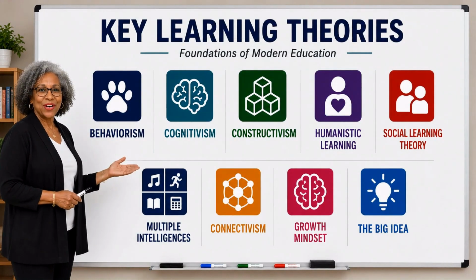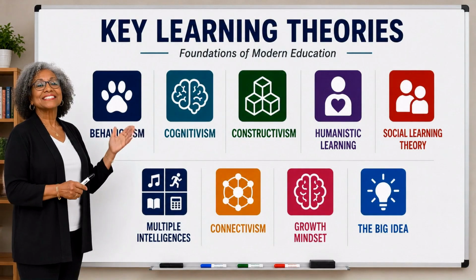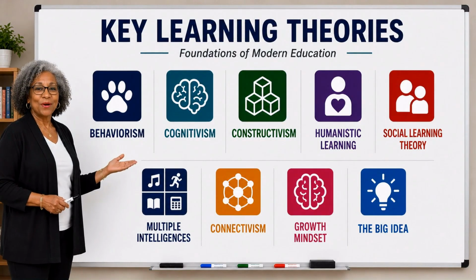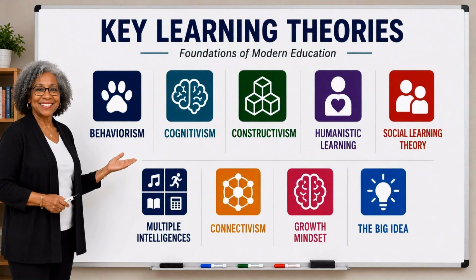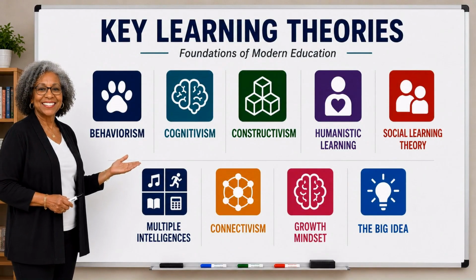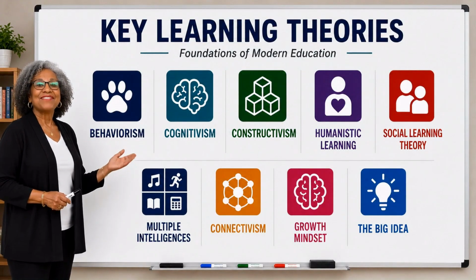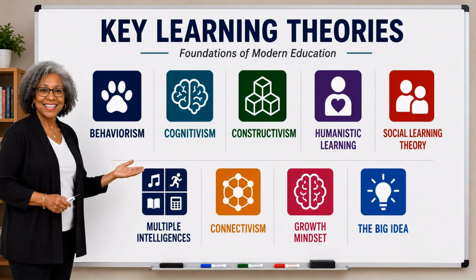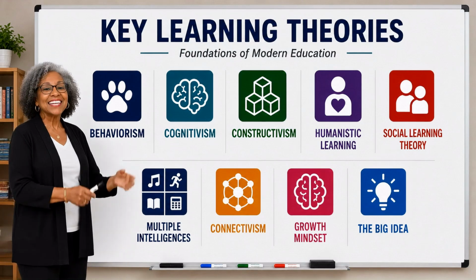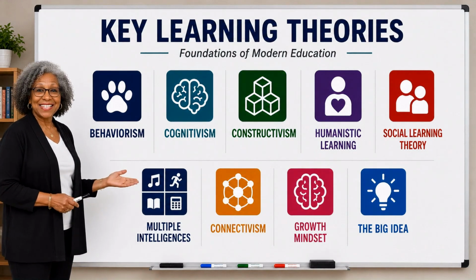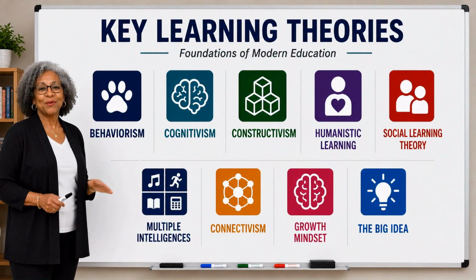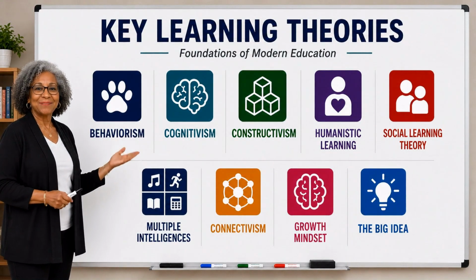Humanistic Learning, 1940s through the 1960s. Humanistic learning focuses on the whole person. This includes emotional well-being, motivation, relationships, identity, and personal growth. Abraham Maslow created the hierarchy of needs. The hierarchy includes physiological needs, safety, belonging, esteem, and self-actualization. This connects to the common phrase, Maslow before Bloom. The idea is that students often struggle to learn when basic emotional or physical needs are unmet.